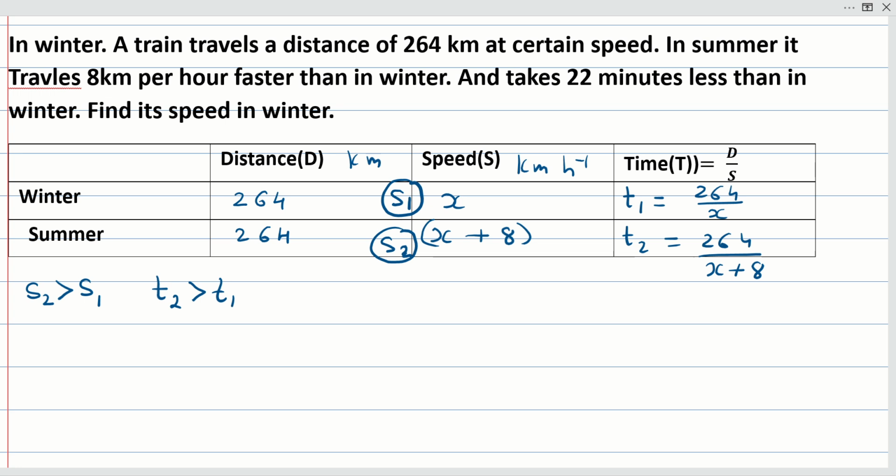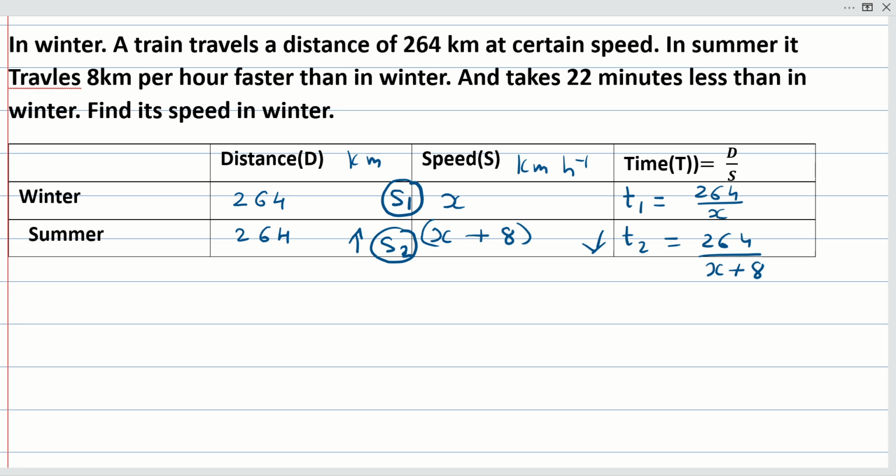So here can I put the expression as, the speed is more by how much? In the faster case it takes 22 minutes less. Where the speed is more, the time will be less, so T2 is less than T1 because your speed is more. Correct, students? So let us make the expression.